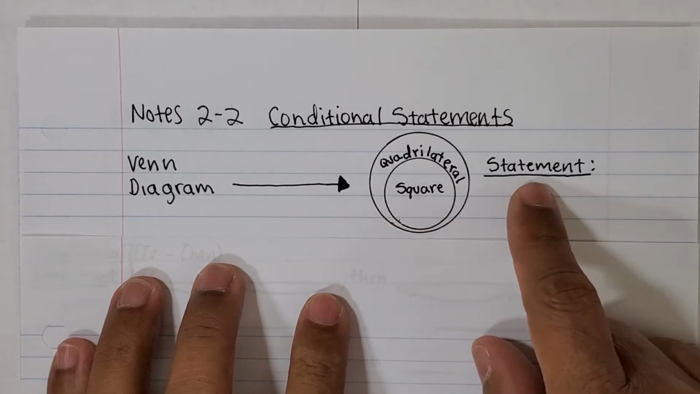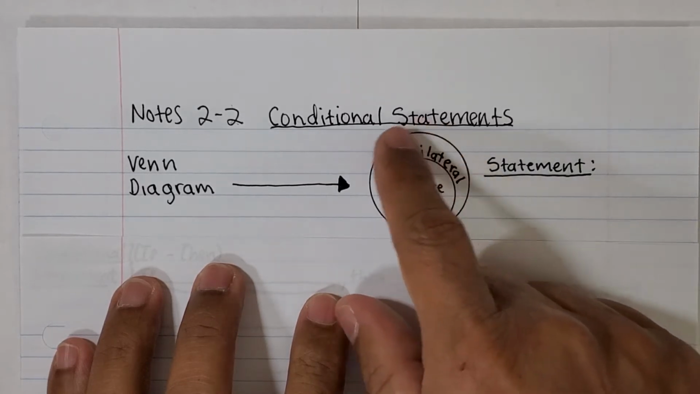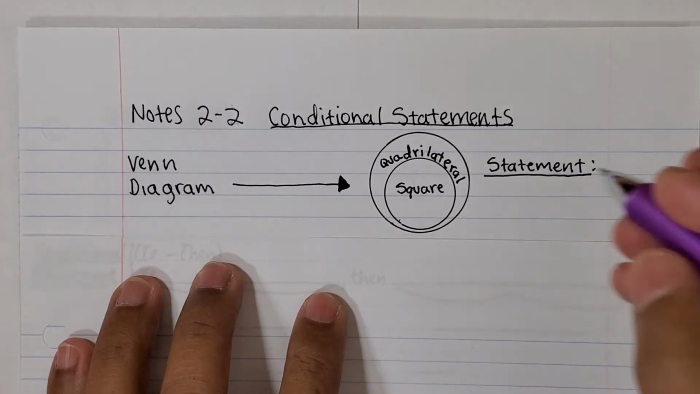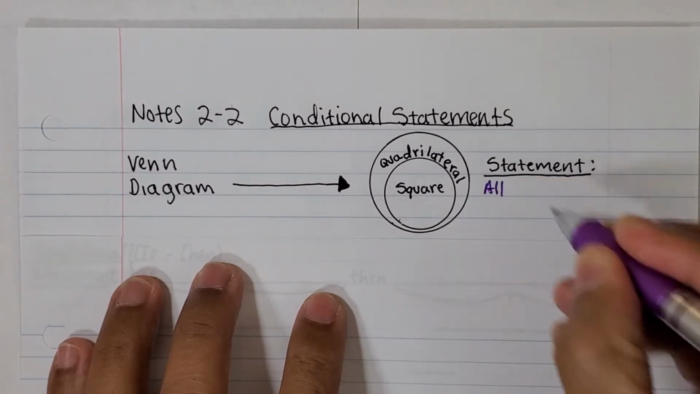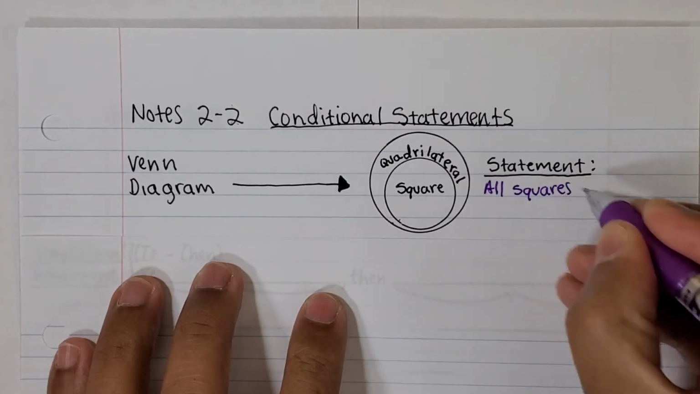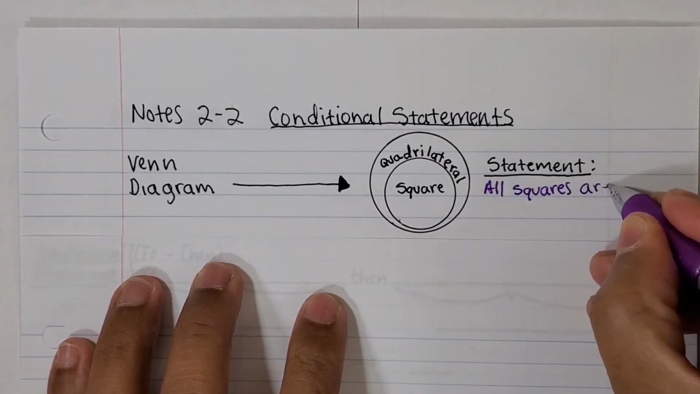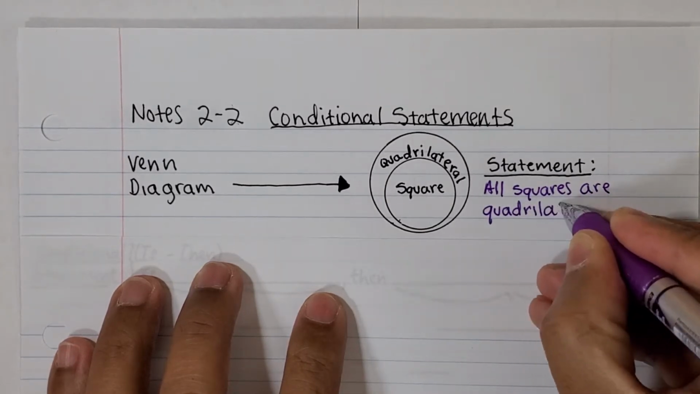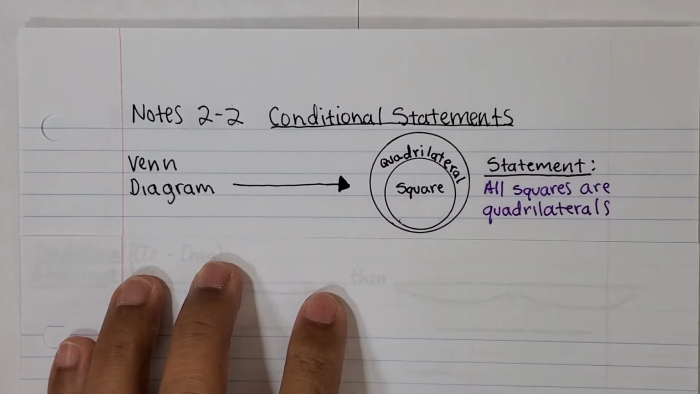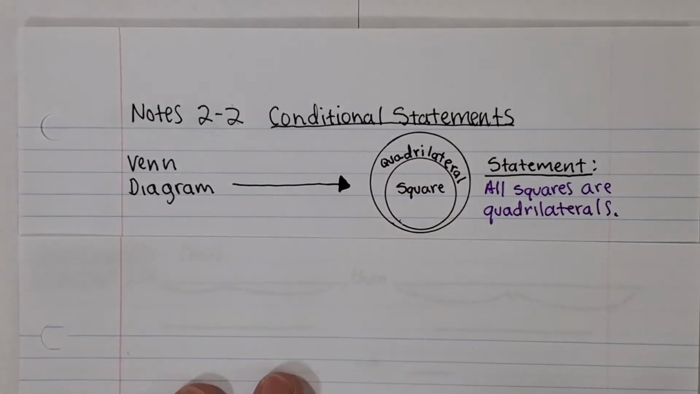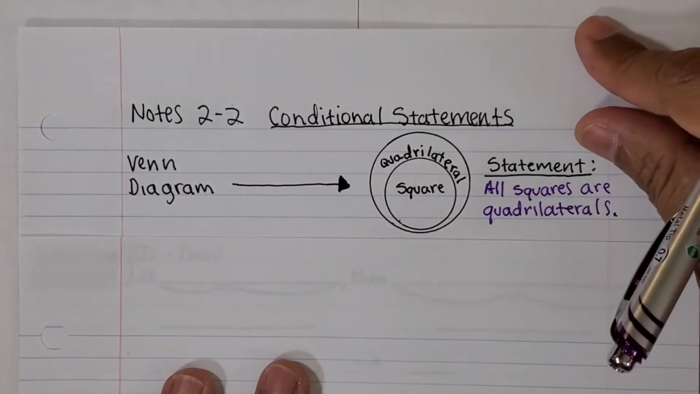So I'm going to make a statement about what this Venn diagram is saying, but it's going to be in words. So in words, this Venn diagram is saying that all squares are quadrilaterals. Okay, that's what this is saying. So this will be the statement that this Venn diagram is giving you. So let's continue.